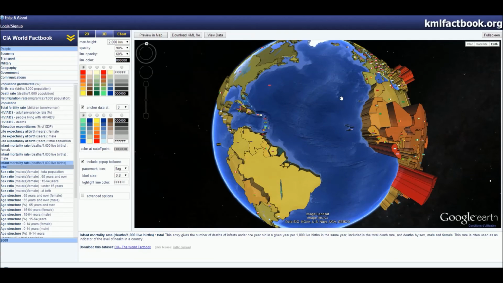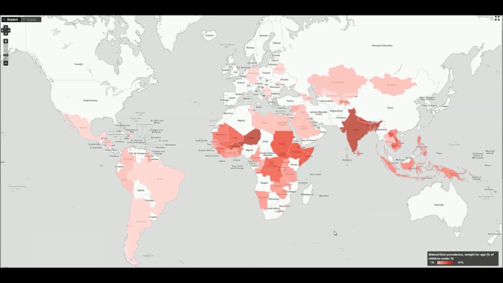And for our last index, we'll have to access the Data World Bank, as we're going to look at malnutrition prevalence. So here we are. Malnutrition prevalence is the percentage of children under the age of 5 whose weight for age is more than 2 standard deviations below the median for the international reference population aged between 0 and 59 months. So the redder the countries, the higher the malnutrition.